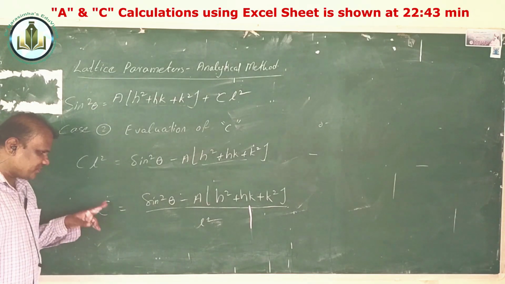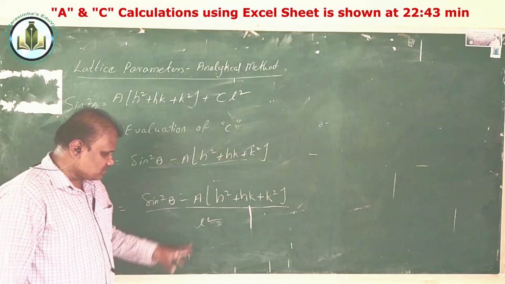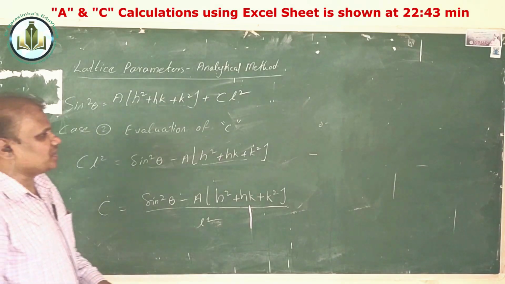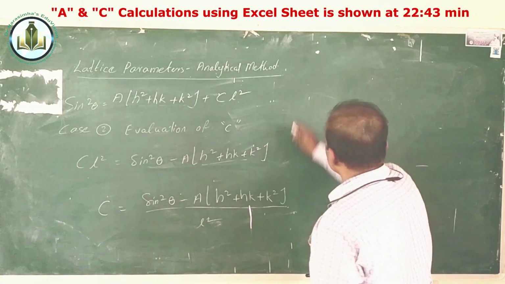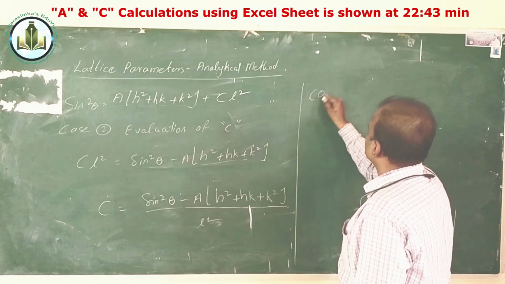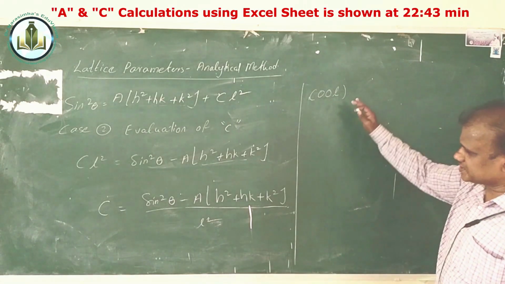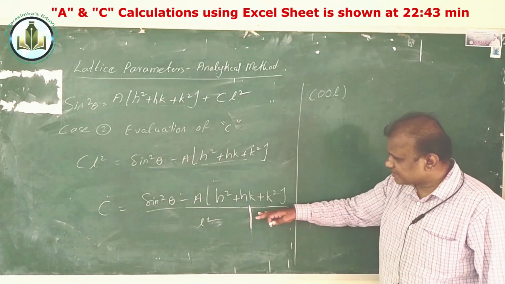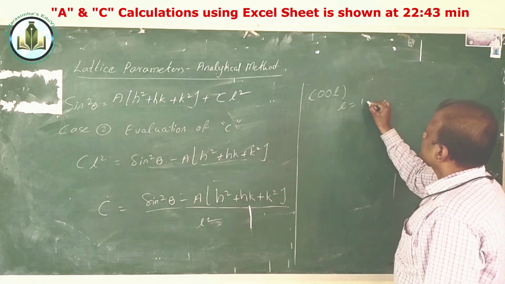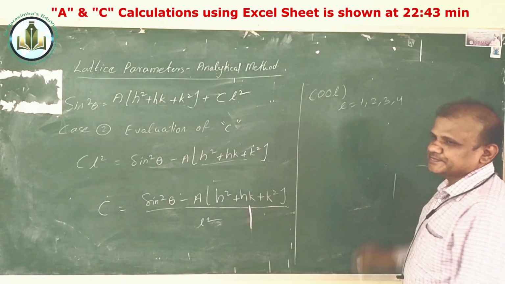So to find the value of capital C, the numerator you are going to find from the Excel sheet. But we have to know the value of L. From these equations, the reflections are H equal to 0, K equal to 0, L. These are the reflections given by this equation. Here L is going to take the values 1, 2, 3 and so on.